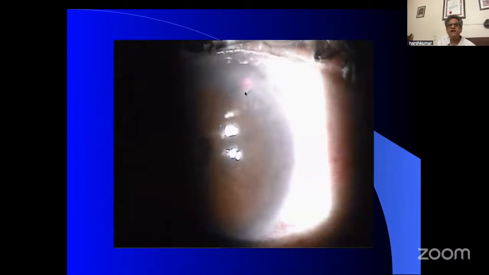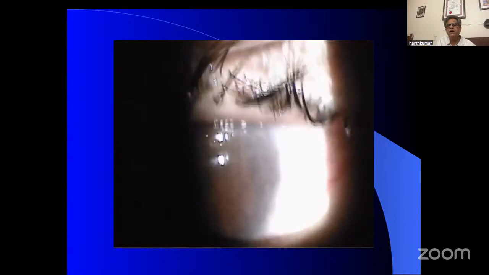Again, if the iris is small and you don't want to go into the PI, then what you can do is take an argon and put a spot on either side. Once you do that, the spot actually enlarges. The PI actually enlarges.